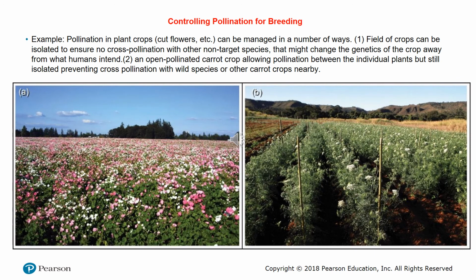And if you have something specific you're trying to do by breeding certain flowers with other flowers and plants. And to control pollination in plants like crops out in a field, you can do that in a couple of ways. Field crops can be isolated, so they're not near related species. There's a big buffer of space so that pollinators wouldn't fly that far, or the wind wouldn't carry the pollen that far and get onto other species that you don't want them to. They also can be open pollinated, like this carrot crop on the right, allowing pollination between the individual plants, but still isolated from cross-pollination with wild species or other crops nearby by some type of spatial buffer zone.